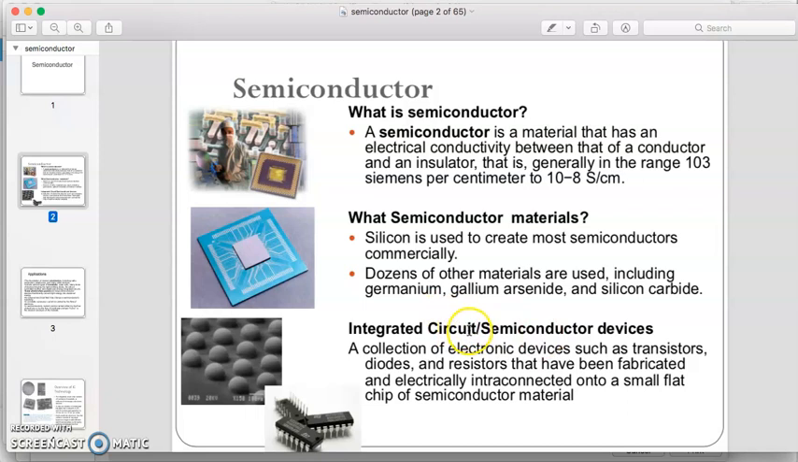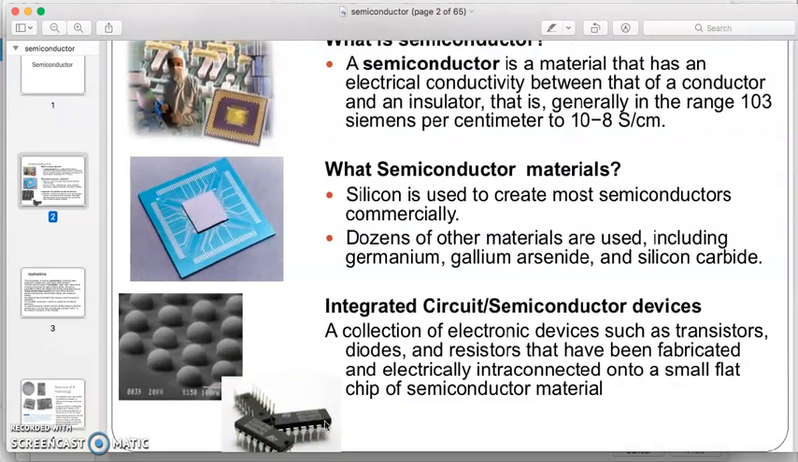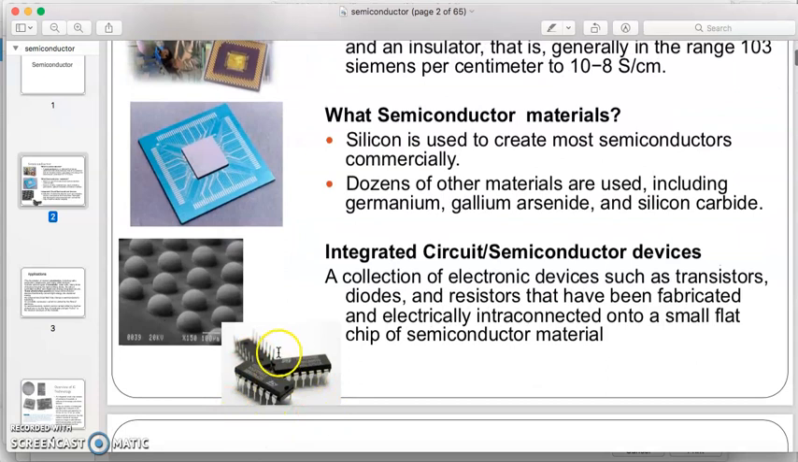An integrated circuit, also known as a semiconductor device, is a collection of electronic devices such as transistors, diodes, and resistors, fabricated and electrically connected onto a small flat chip of semiconductor material. So this figure shows the integrated circuit, IC. In this topic, we will discuss the processing method to produce integrated circuits.